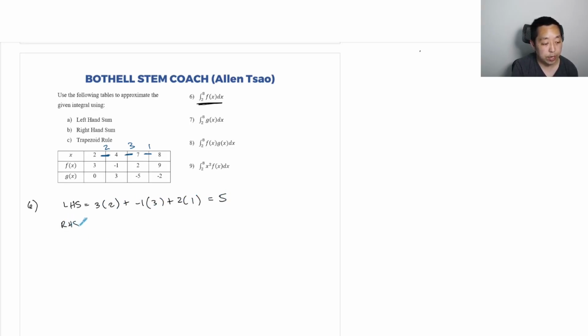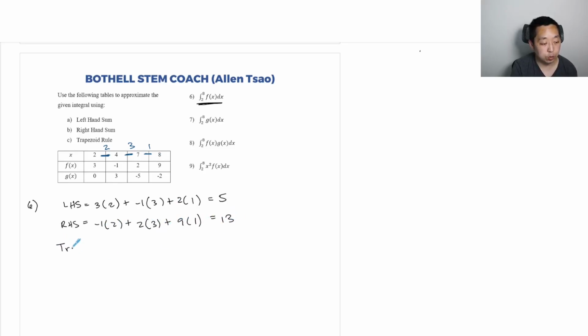And then when you do the right-hand sum, you do almost the same thing, except you're going to use the right endpoint. Between 2 and 4, you're going to pick the right value. So it's -1 times 2. And on this interval from 4 to 7, interval width of 3, you're going to pick 2 as the height because that's the right-hand sum. And then here, the right value, 9 times the 1 there. So you get -2 plus 6 is 4. 4 plus 9 is 13.